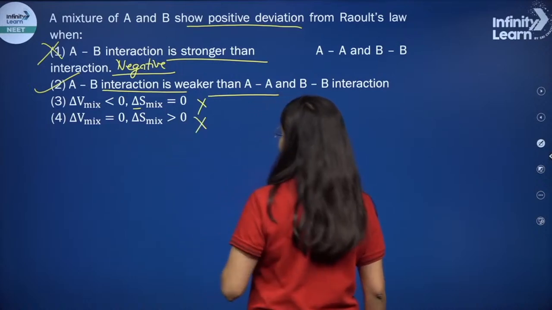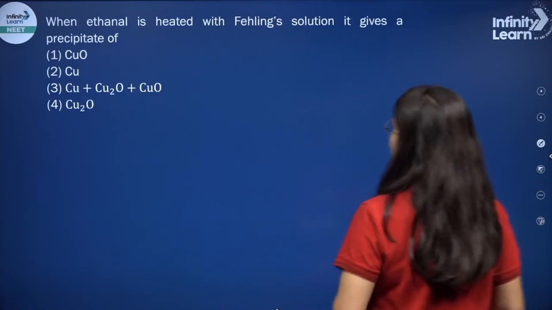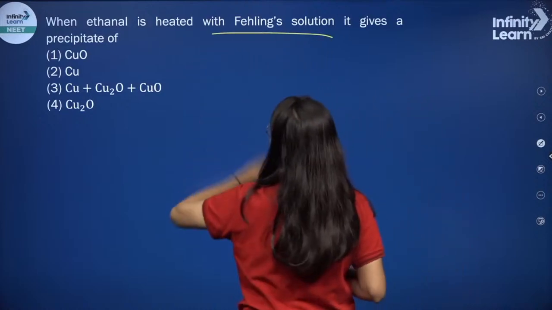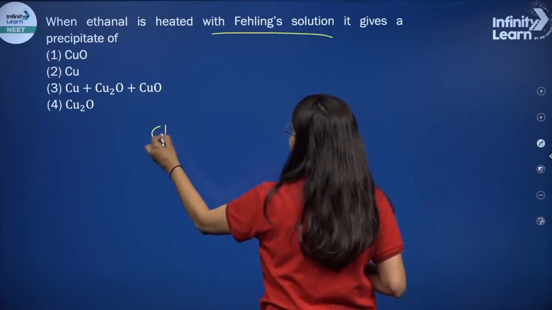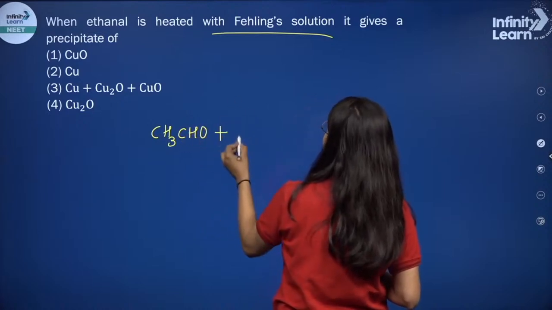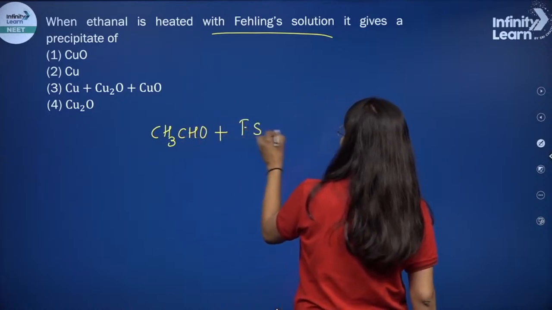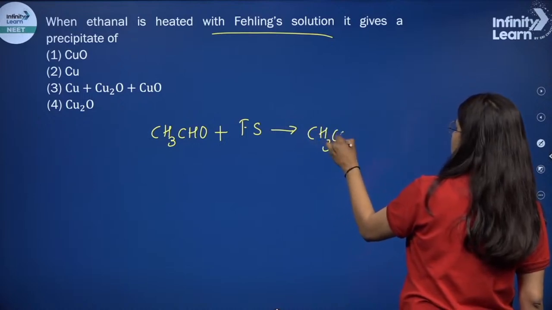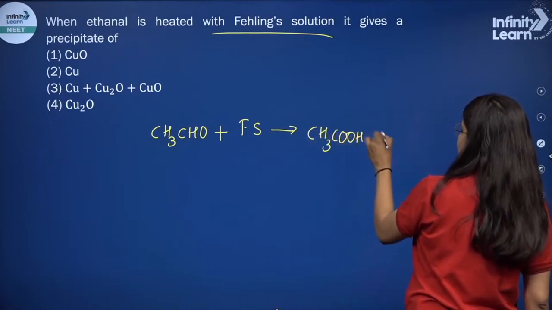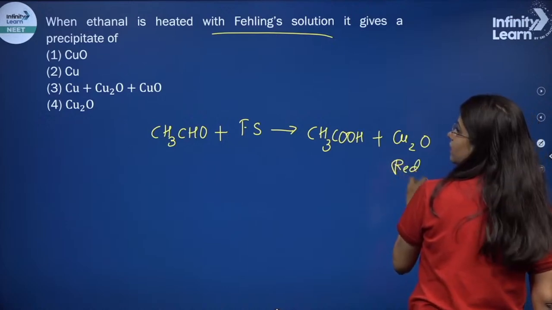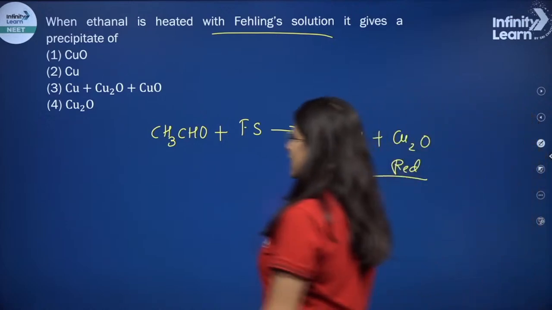रॉन्ग। सो वॉट इज द करेक्ट ऑप्शन, ऑप्शन नंबर 2। इथेनॉल वेन हीटेड विद फेलिंग सोल्यूशन इट गिव्स द प्रेसिपिटेट ऑफ, सो इथेनॉल इज अगेन CH3CHO, इट विल रिएक्ट विथ फेलिंग सोल्यूशन, सो वॉट विल आई गेट, आई विल गेट द CH3COOH प्लस साथ में Cu2O विच गिव्स रेड PPT। So what is the correct answer?